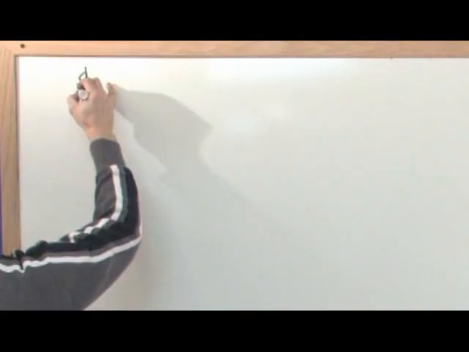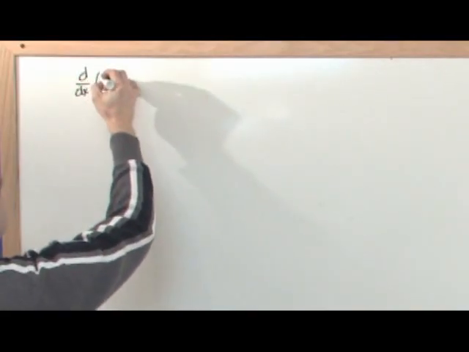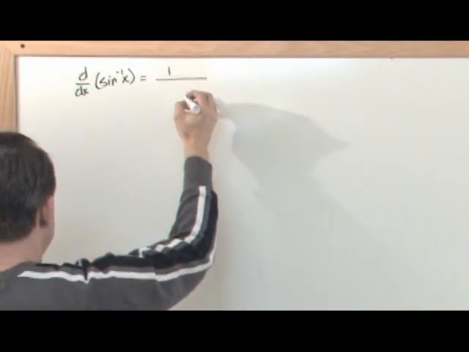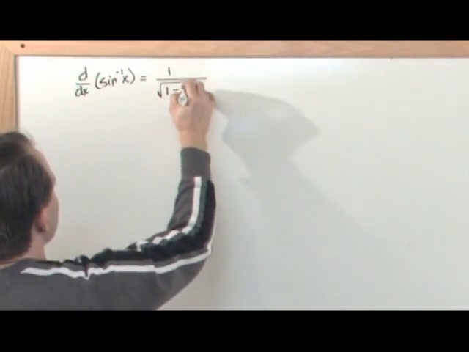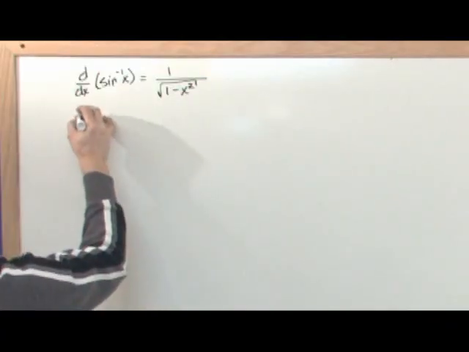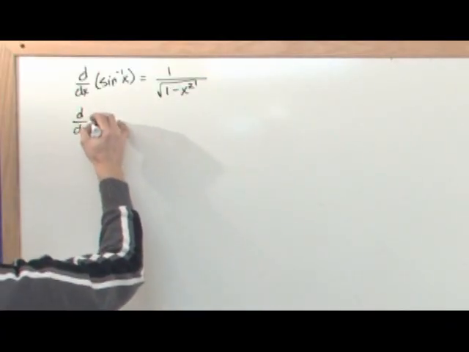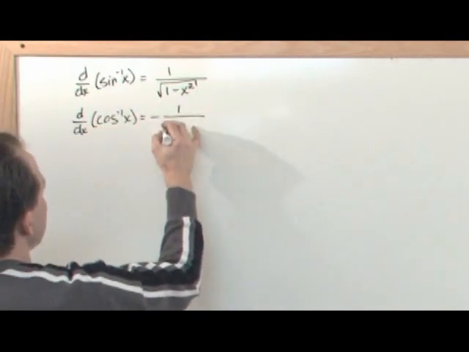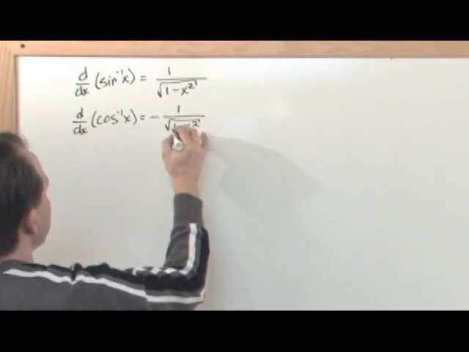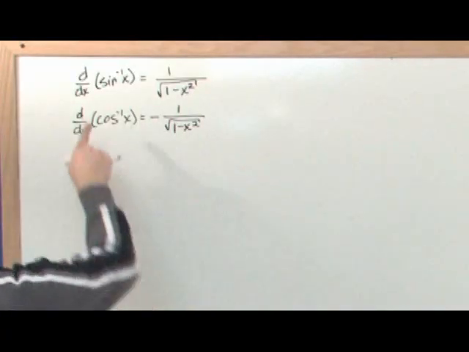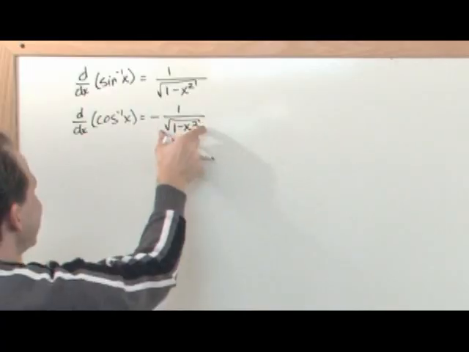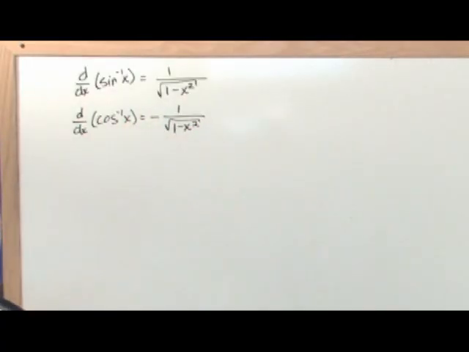Okay. So the derivatives of the inverse trig functions are as follows. The derivative of the inverse sine function is going to equal 1 over the square root of 1 minus x squared. The derivative with respect to x of the inverse cosine function is very similar. It's negative 1 over the square root of 1 minus x squared. Now look at that symmetry. That's kind of nice. The derivative of the inverse sine, or the arc sine, is equal to this. The derivative of the inverse cosine is the same exact thing with a negative sign out front. So that's very, very nice.